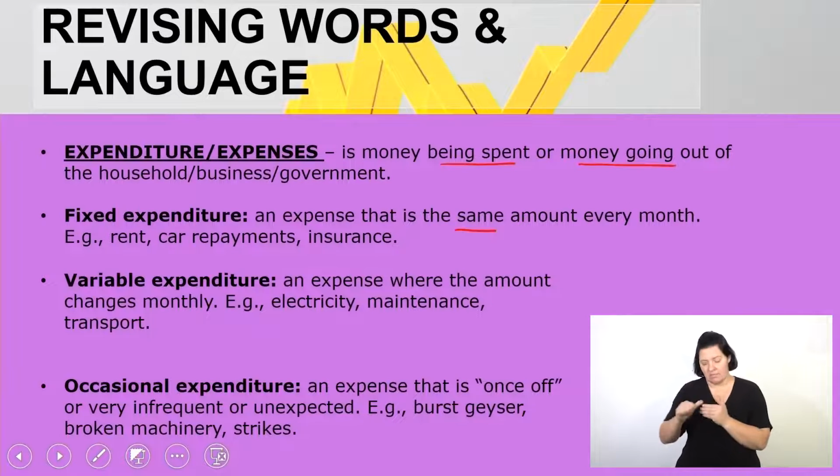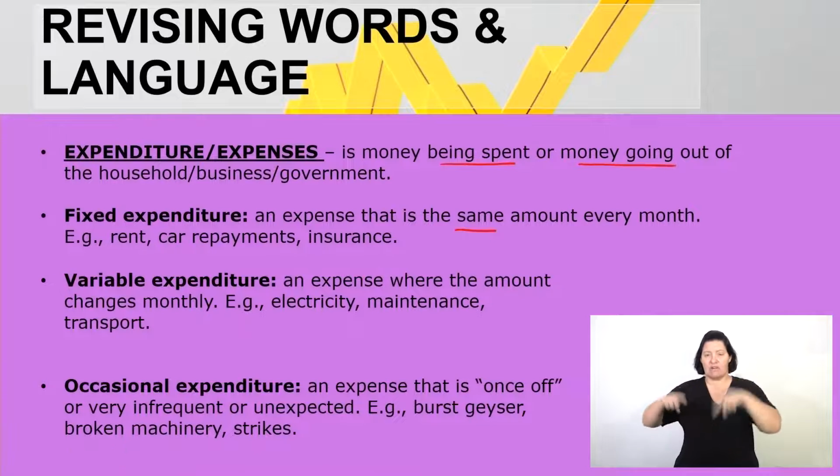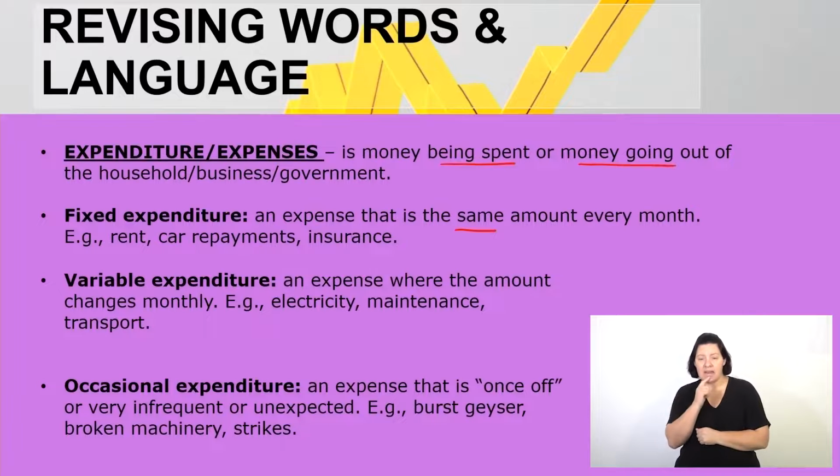Then, we have variable expenditure. That is an expense where the amount changes monthly. For example, your electricity, maintenance, or transport. And lastly, we have occasional expenditure. This is an expense that is also once off, or it's very infrequent or unexpected. For example, let's say your geyser burst, all right, or a broken machinery, or on a national level when a strike occurs.